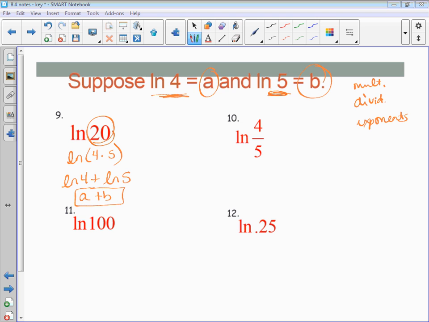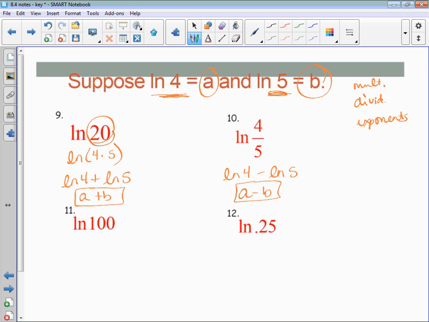Alright guys, let's look at them. Alright, so 10. Do you guys agree that that's really ln of 4, natural log of 4 minus natural log of 5? Yes. So A minus B? Okay, good. Now how are we making 100 in very creative ways? How do we get 100 out of 4s and 5s?